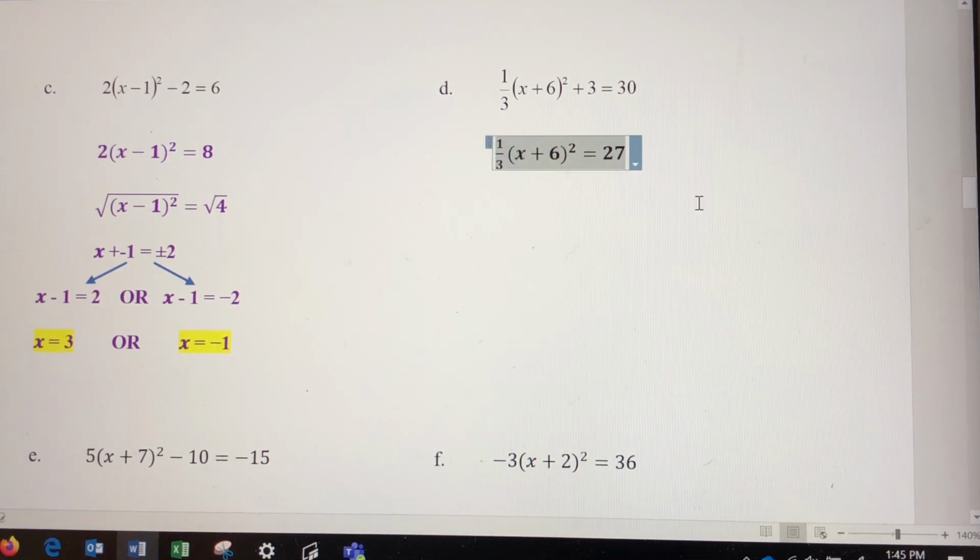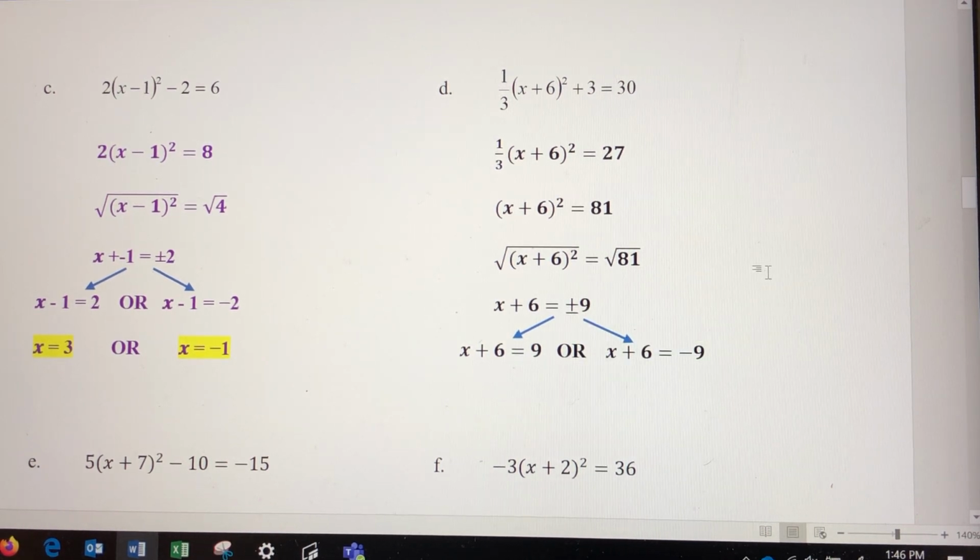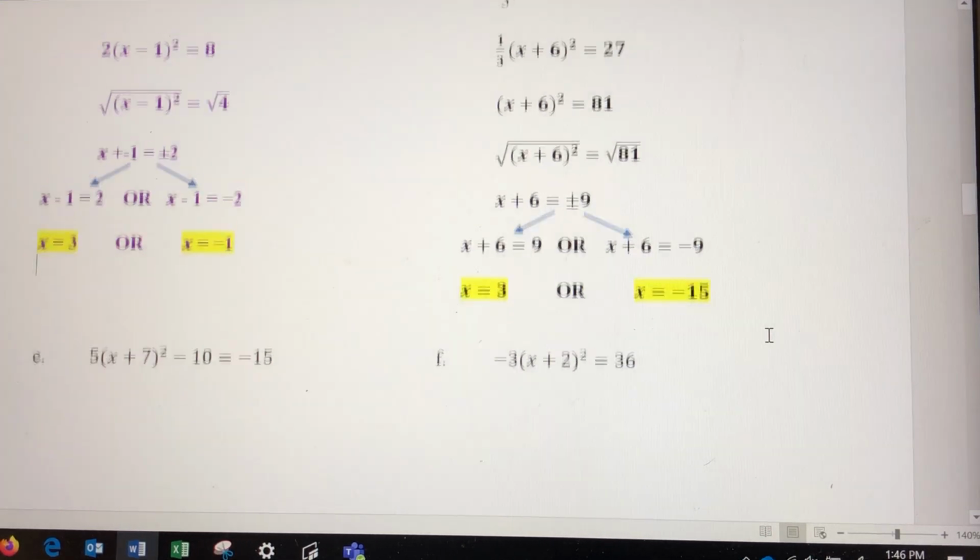In D, I'm going to subtract 3 from both sides first. Then I'm going to multiply both sides by 3 to get rid of this coefficient here, 1/3. Multiply both sides by 3, and I get x plus 6 squared equals 81. So we'll take the square root of both sides. That gives me x plus 6 equals plus or minus 9. Let's break this into two separate equations: x plus 6 equals positive 9, or x plus 6 equals negative 9. On the left here, I'm going to subtract 6 from both sides, so I get x equals 3, or x equals negative 15. Again, always check your work. Plug 3 in here, plug negative 15 in here. You'll get a true statement, so both of our solutions are correct.